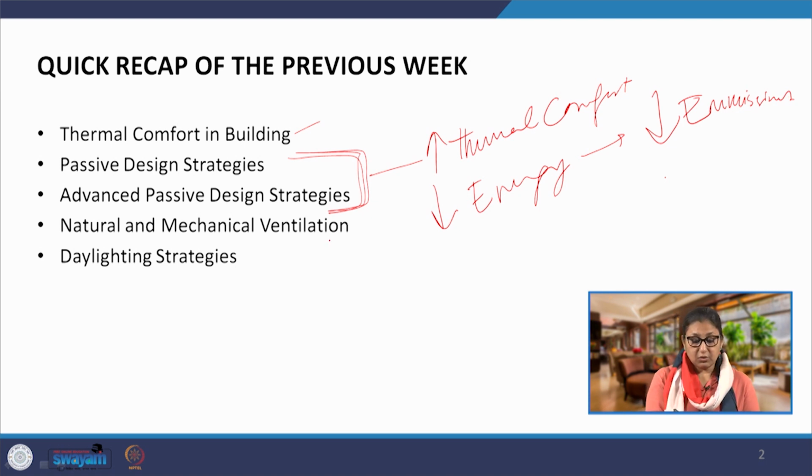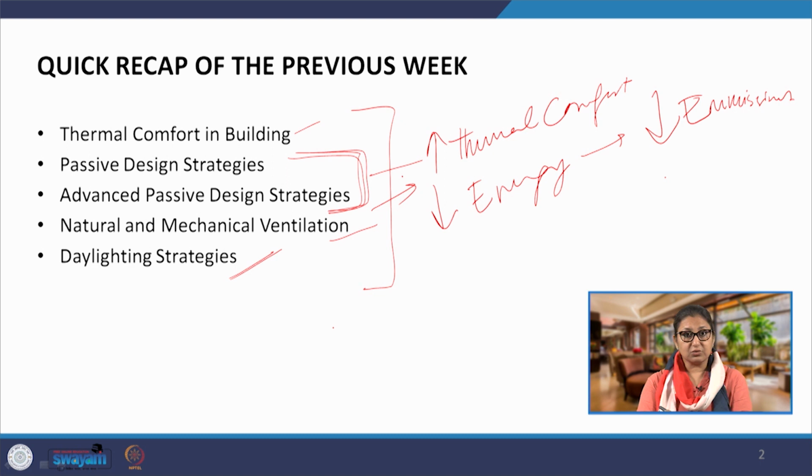Then we also looked at ventilation. If we do not have enough natural ventilation, we will be adding mechanical ventilation, or we will be adding HVAC to serve the purposes of both bringing in thermal comfort as well as the ventilation requirements. And then we have daylighting strategies. Here, if we are not designing well, we are going to use artificial lighting. All this together is actually giving us this.